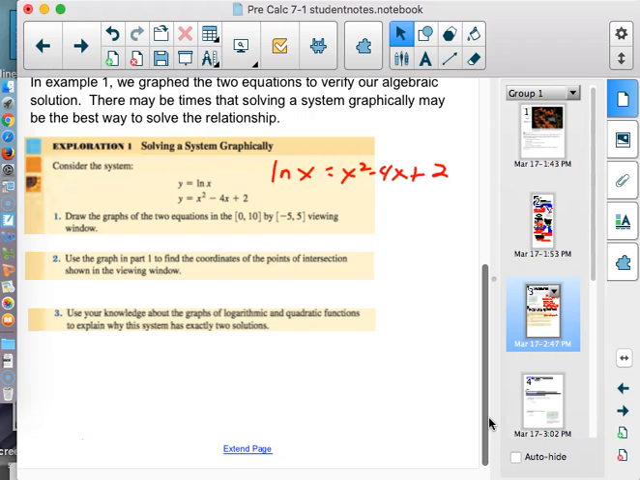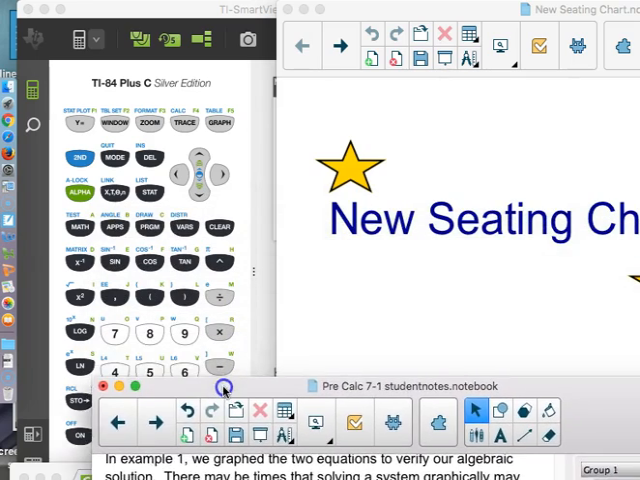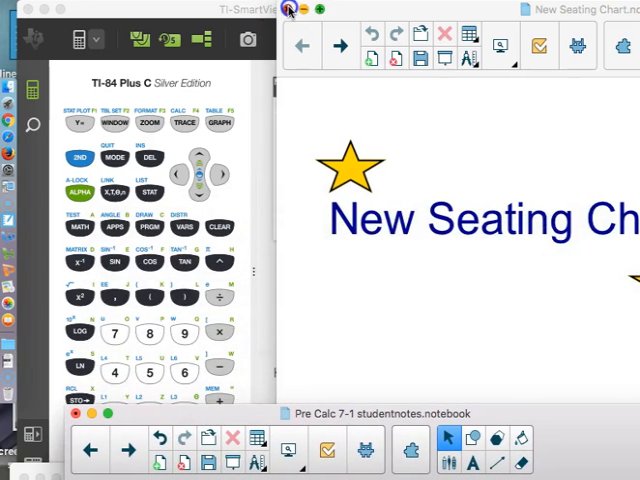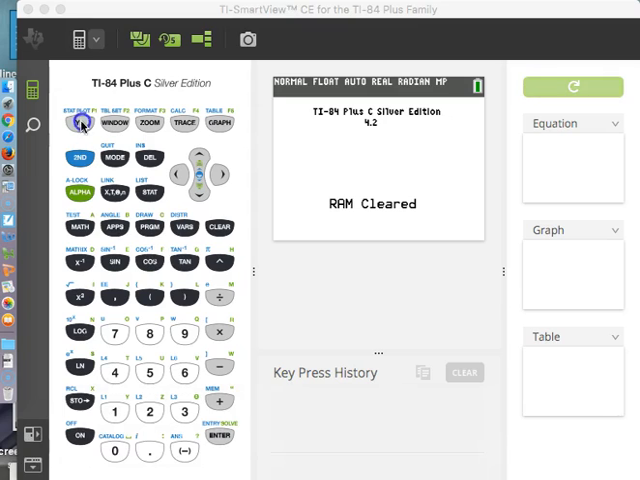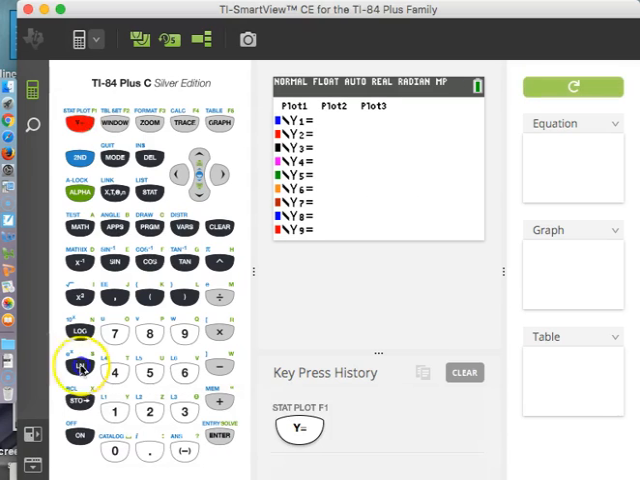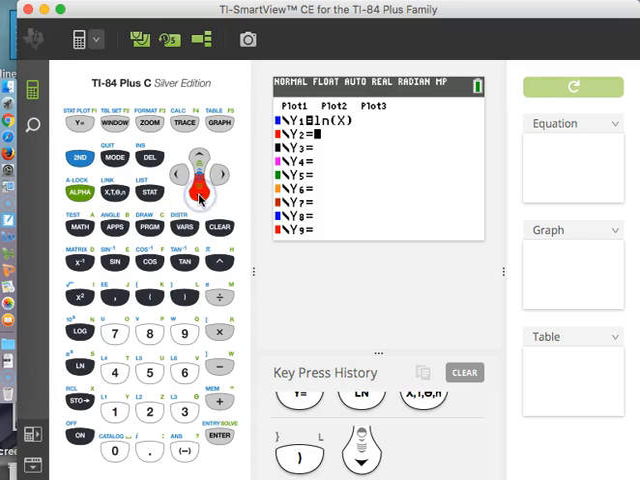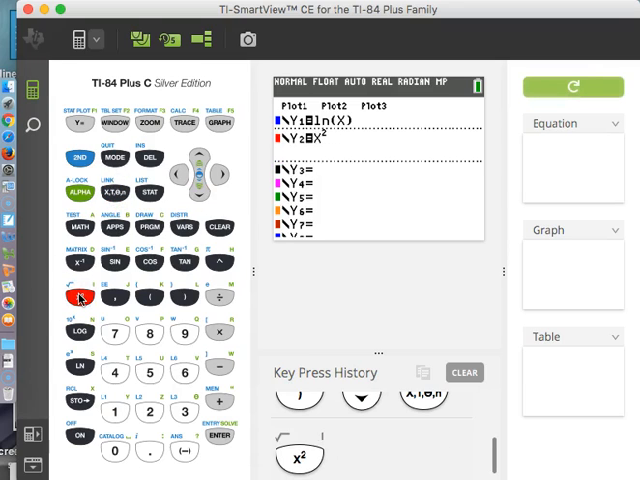The natural log of x. Natural log is just to the left of the 4. And then we need x squared minus 4x plus 2. And for those people that were gone, I probably better do this.